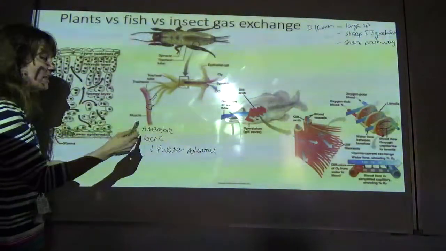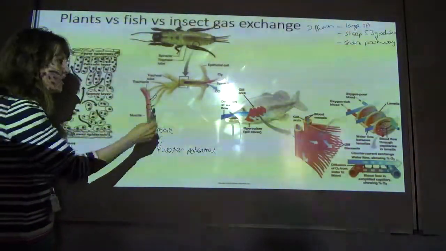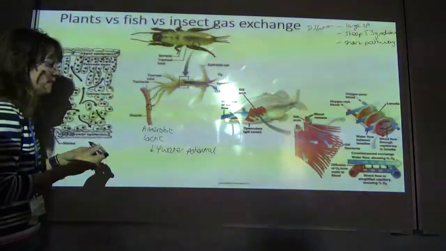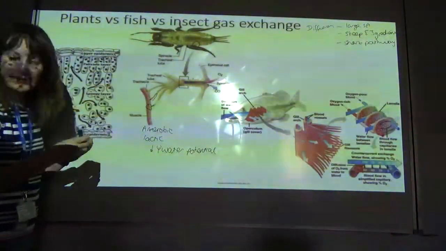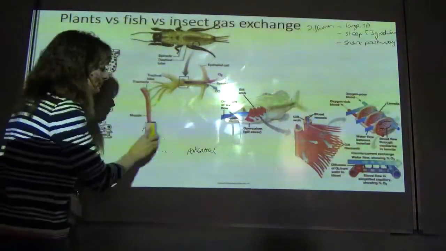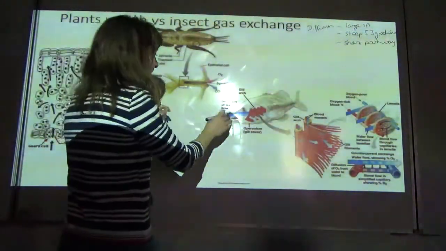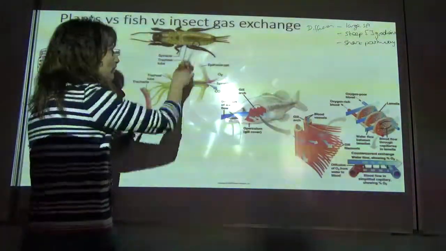So again, increasing the surface area for gas exchange, because more gas can get in a bigger volume, over a bigger space for more diffusion, more quickly. So that's insects. If we now look at fish, fish and insects are similar in that they can both ventilate.